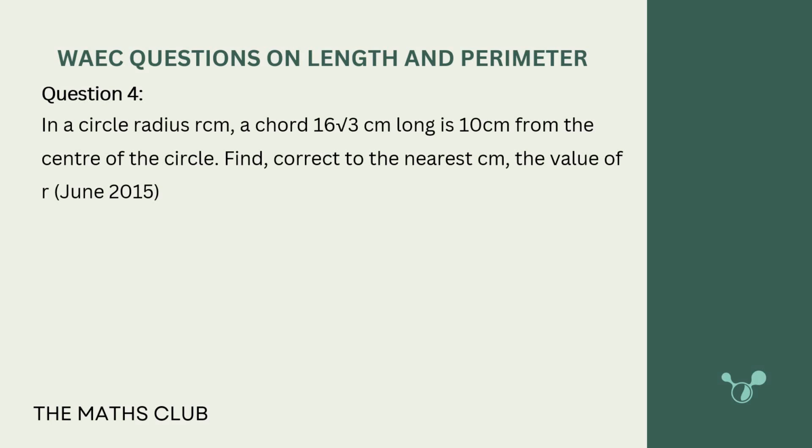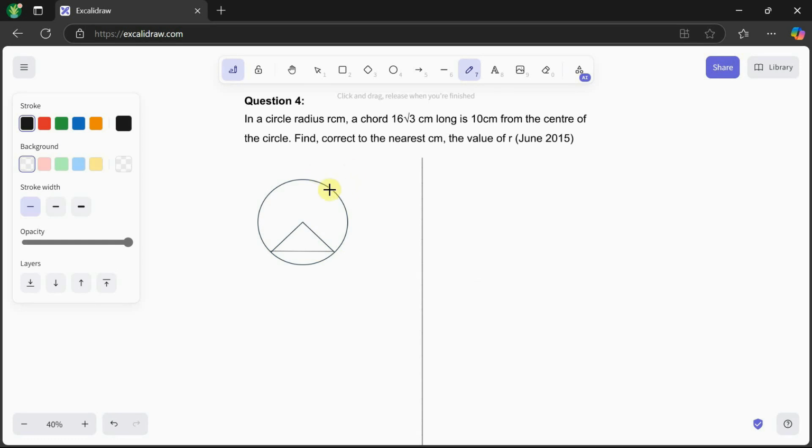Welcome back. Let's solve it together. So the radius here is r. This is r. The chord here is 16√3. So it's 10 centimeters from the center. Great. And correct to the nearest centimeter, the value of r. So to solve this, same thing too. I'll just take one part of the triangle. So let me just take this side here.